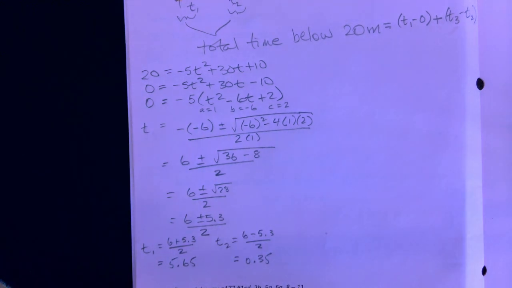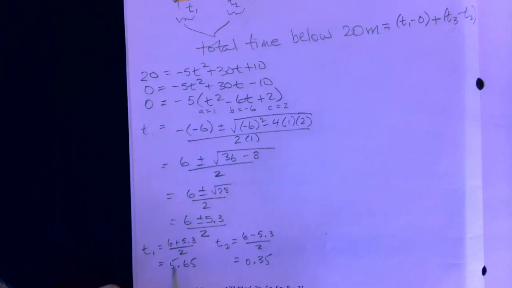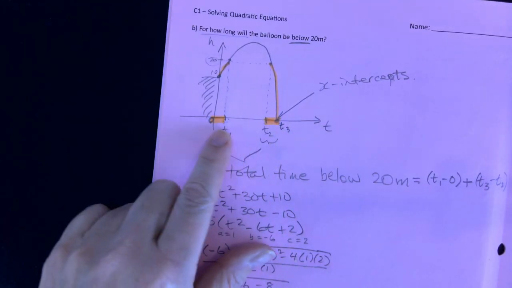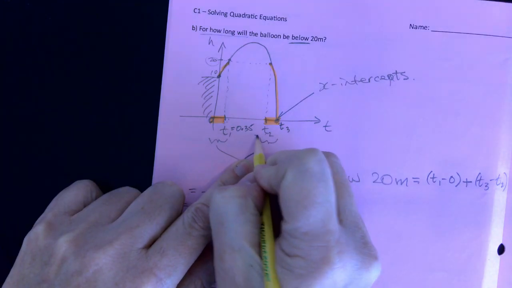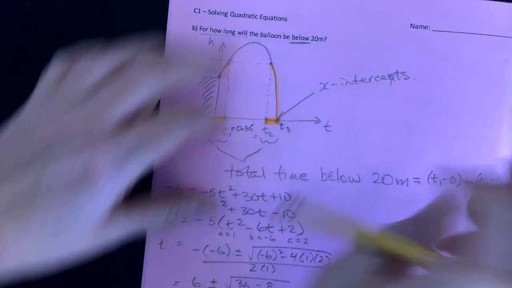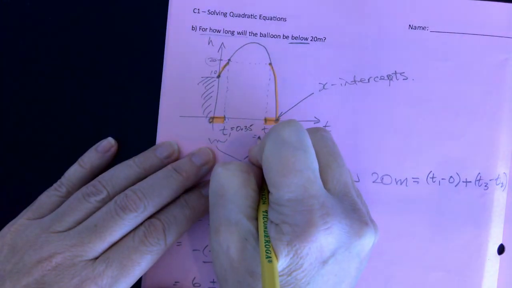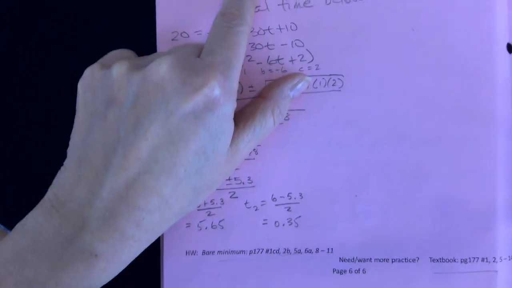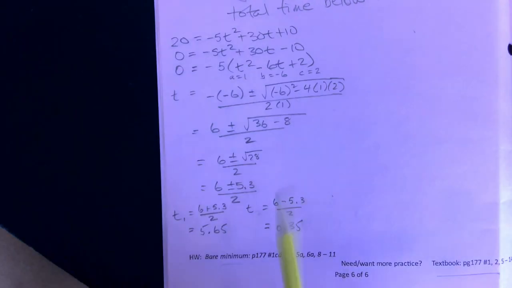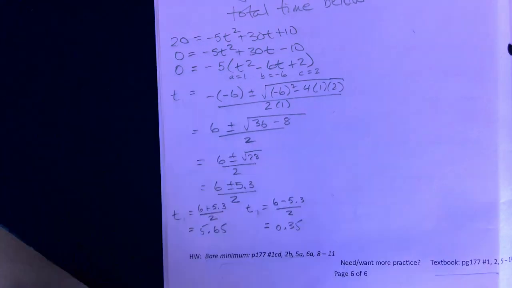Okay. The other thing I think I'm inclined to do is we have a time of 0.35 seconds and a time of 5.65 seconds. Based on the picture, this would obviously be the smaller one, 0.35, and this would obviously be the bigger one, 5.65. So as a result, I'm going to call my T1 0.35. I could have done it either way. I'm going to call this my T1. I'm going to call this my T2. Doesn't matter. I just like it to match my picture.